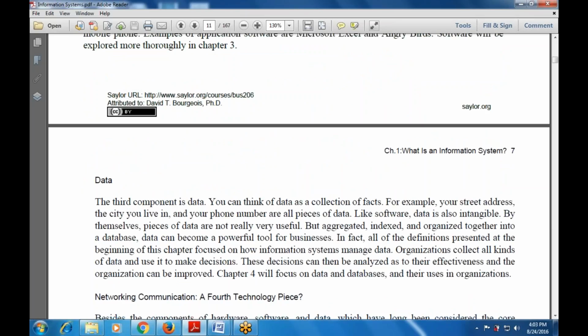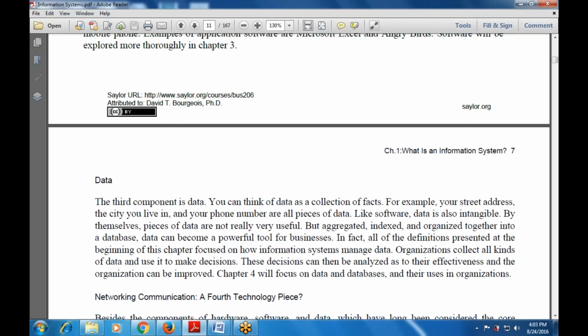The next component after the hardware and the software is the data. Whatever the values, whatever the facts, whatever the instructions that we carry out, that is known as the data. In simple terms, whenever we use the term data, it means a collection of facts. For example, your street address, the city in which you live, your mobile number, all are known as data.